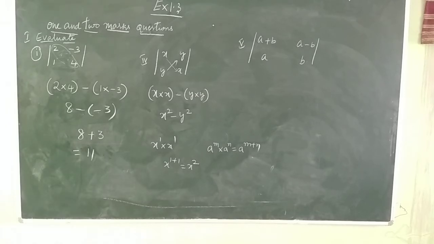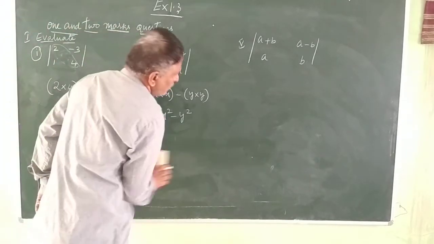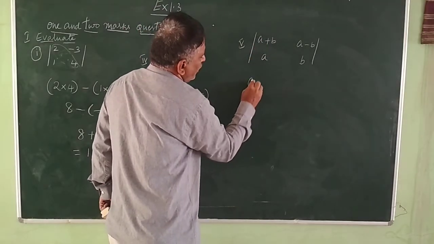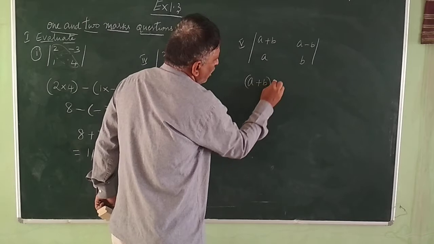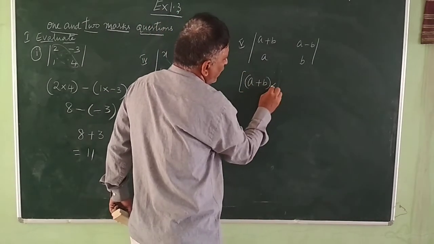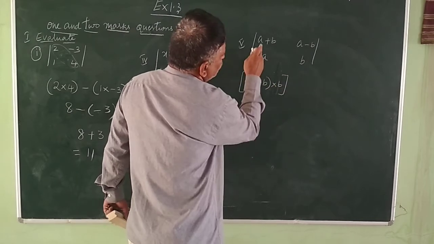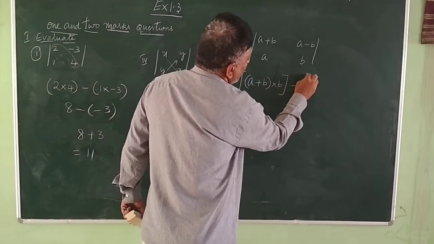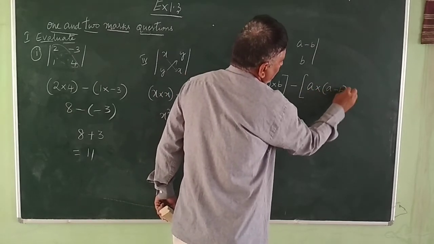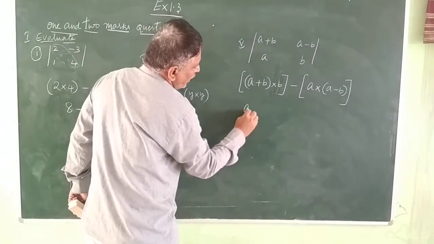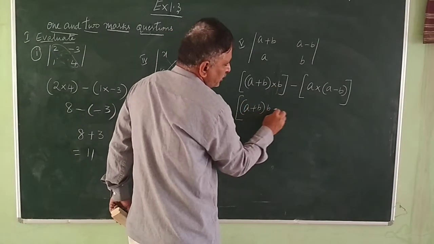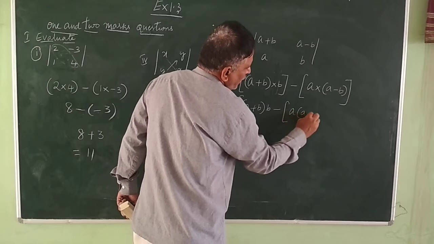Yes. Now next, this one. The product of principal diagonal minus product of secondary diagonal. a plus b of b. If you want, I'll write a multiplication sign before b. So a plus b, product of principal diagonal, minus the product of secondary diagonal, a into a minus b. Or very clearly, I can write this as a plus b into b, minus a of a minus b. This and this are one and the same.